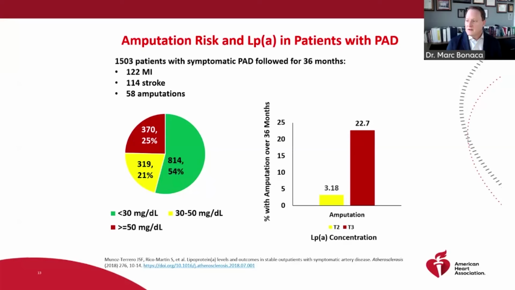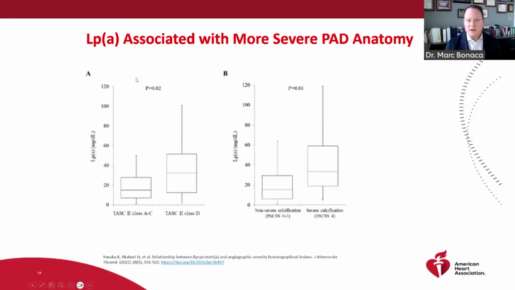And when you look at the levels and the risk of amputation, those who had the highest tertile, over 50 milligrams per deciliter, had dramatically higher rates of amputation. So incident PAD, worse outcomes in those with PAD. And when we look anatomically, we can see in these studies that when we look at anatomic classifications of disease like TASC and others, patients with an elevated Lp(a) are more likely to have severe anatomic disease. So more likely to develop leg disease, worse outcomes with leg disease, with high Lp(a), and then more severe anatomy.